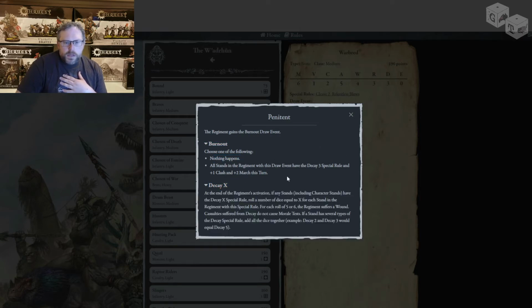Okay. At the start of the regiment's activation, if any stands, including a character stand, have decay X, roll a number of dice equal to X for each stand in the regiment with this special rule. For each 5 or 6, the regiment suffers a wound. Casualties suffered from decay do not cause morale tests. If a stand has several types of the decay special rule, add all of the dice together. For example, decay 3 and decay 2 would become decay 5.